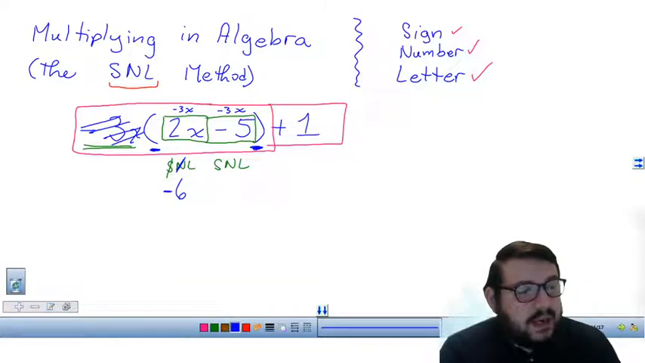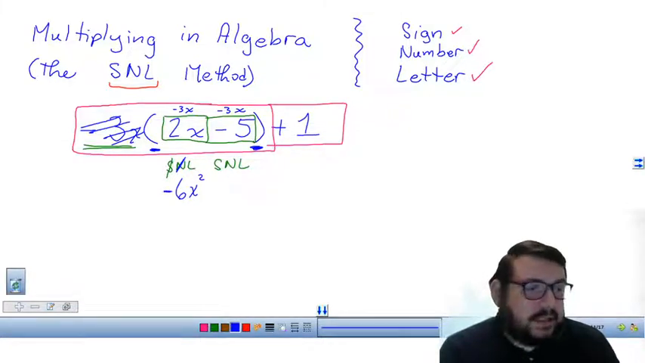Now let's do the letters. Letters are a lot easier than you think they're going to be. I can tell you that right away. All you're going to do is say, hey, look, there's an X and another X. How many X's does that make? It makes 2 of them. So we're going to put X squared. The little 2 indicates that you multiplied 2 letter X's. And that's it. The first term is done now.